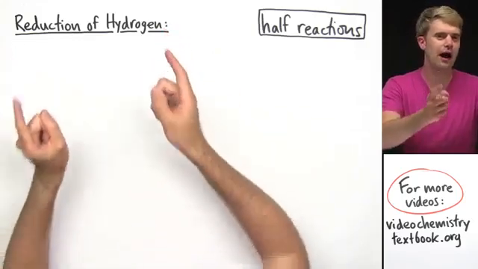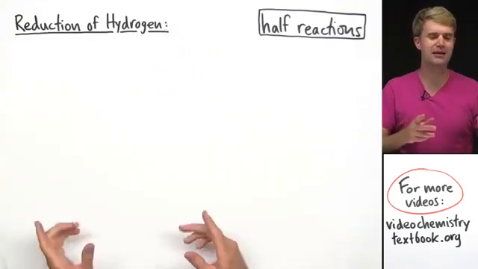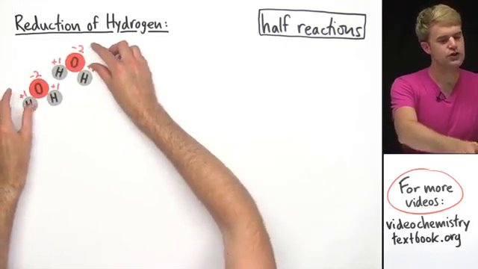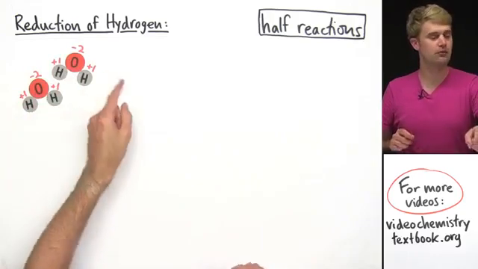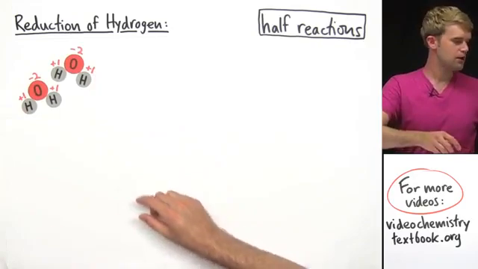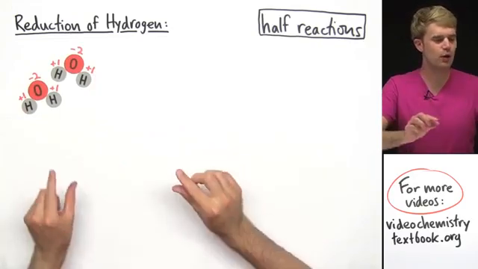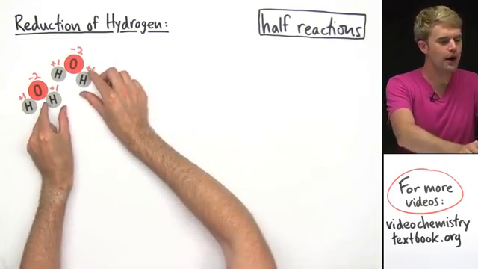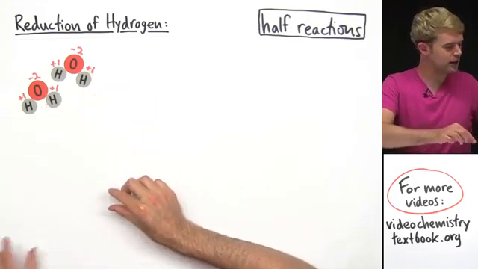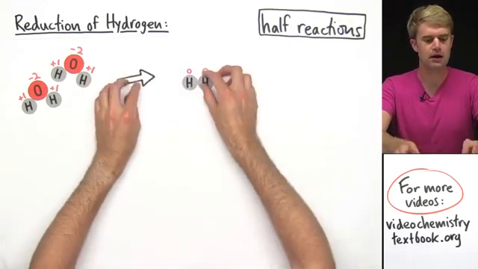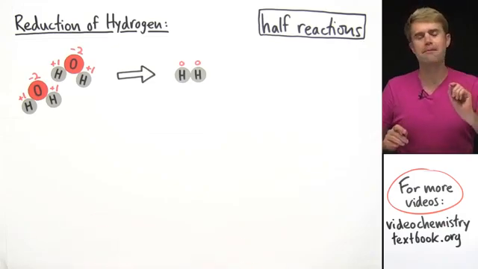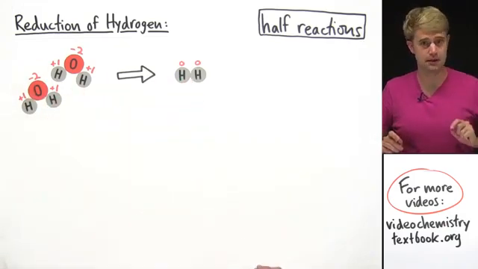Let's start with a reduction of hydrogen. I really want to show you what's going on with the atoms and electrons in these half reactions. Okay, so we start with 2 molecules of water, H2O, and you'll see that I've written the oxidation numbers above each of the atoms. So in the reduction of hydrogen, essentially what happens is it's like we take 1 hydrogen from each of these water molecules and pull them off, and then we combine them to make a molecule of H2, hydrogen gas.